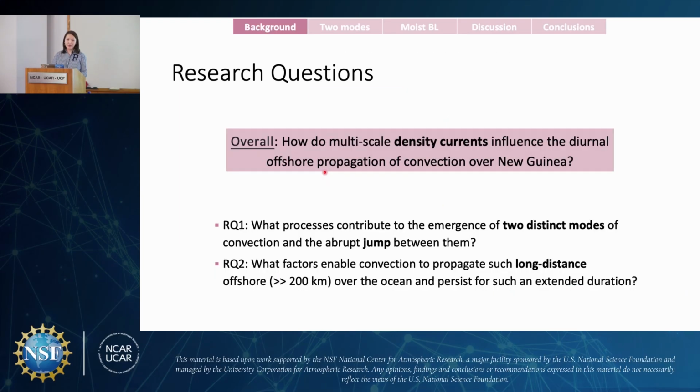So in this work, we want to answer the overall question: how do multi-scale density currents influence diurnal offshore propagation of convection over New Guinea? And we will specifically answer two questions in the first two chapters. The first one: what processes contribute to the emergence of two distinct modes of convection and the abrupt jump between them? And second: what factors enable convection to propagate such long distances offshore, always more than 200 kilometers, and sometimes more than 600 kilometers over ocean, and persist for such an extended duration?